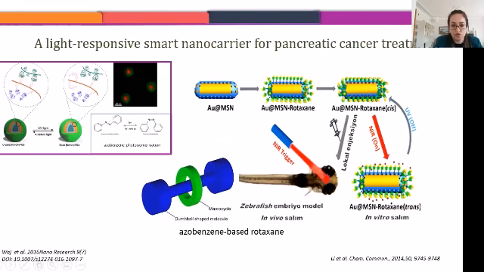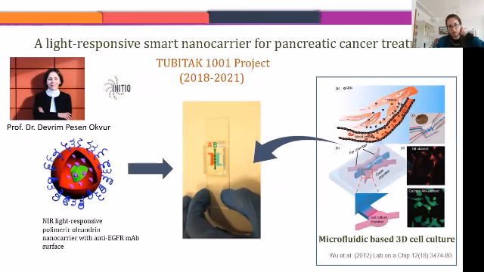Instead of using azobenzene alone, we will combine it with rotaxane, and we'll form a material that can open up. For that, we have some more collaboration from Inicio and from ITE again, Professor Dr. Devrim Pesanokvor. We are now trying to combine this light-responsive polymeric oleandrin with another design, a microfluidic-based 3D cell culture design, and try to prove our concept before going to in vivo studies. So we are now on the way to having the nanocarrier, and we will try the efficacy in these microfluidic systems. I'm really proud of this work, and I hope we will get very good results in the future.